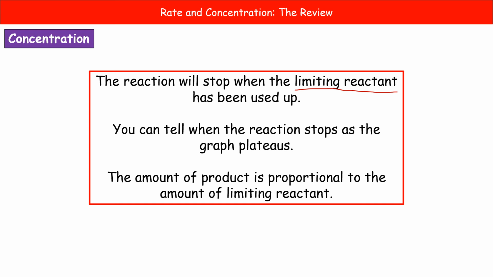The limiting reactant, quite simply, is the reactant that is used up first in a reaction. And as we've said, the way we can spot that on a graph is because it plateaus. What we mean by that is a rate of reaction graph generally will have an increase, but then it levels off to a horizontal line. This plateau means it's no longer reacting. So at the point that it levels off over here, that is where the limiting reactant was used up.